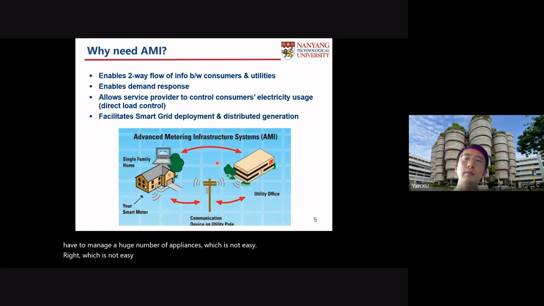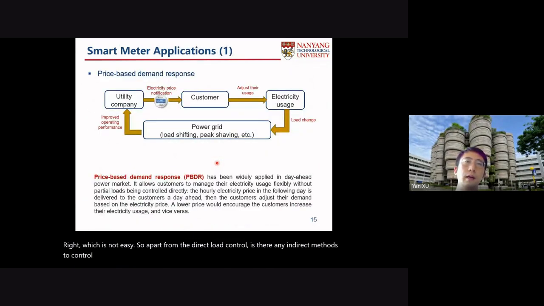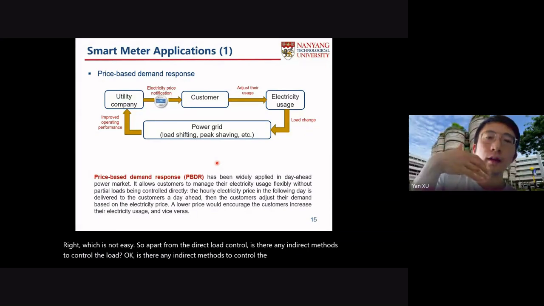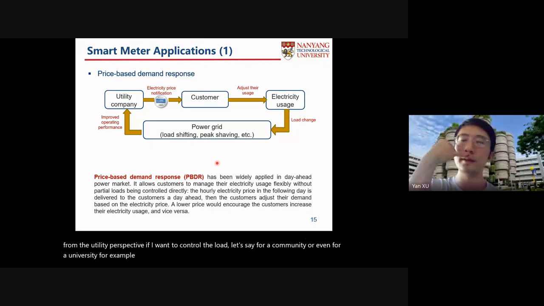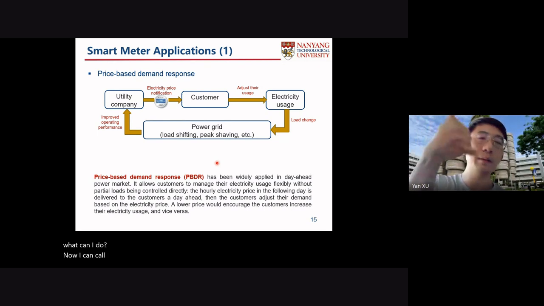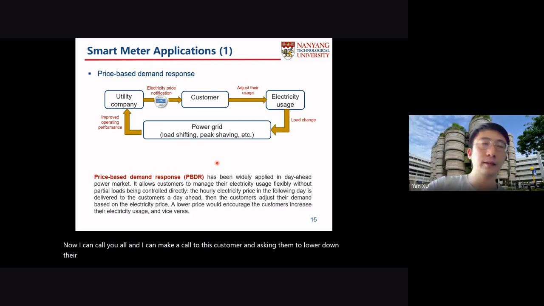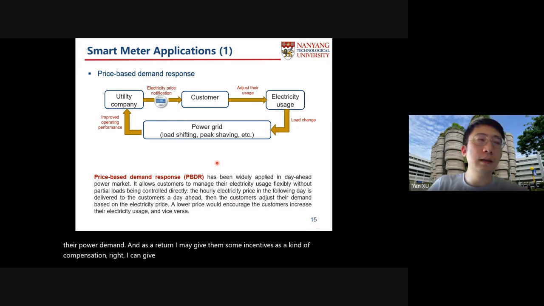So apart from direct load control, are there any indirect methods to control the load? One way is that, from the utility perspective, if I want to control the load for a community or even a university campus, and I want to lower your electricity load, what can I do? I can make a call to the customer and ask them to lower their power demand. In return, I may give them some incentives as compensation. I can give you an electricity coupon, or I can give you a discount.